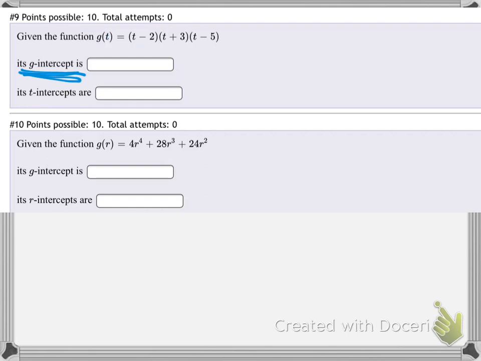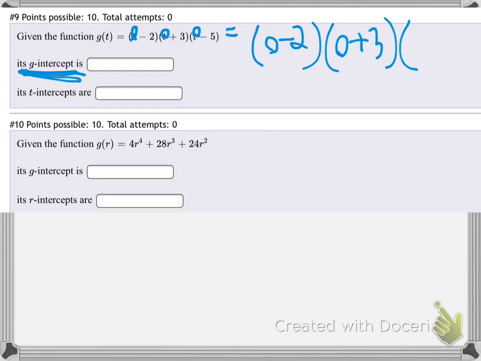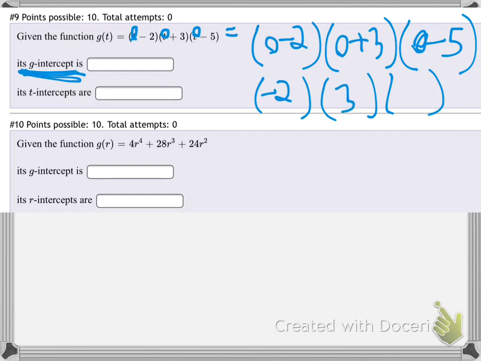So at the g-intercept, the t value will be 0, so we're going to put a 0 in for t each time and just see what happens. We're essentially figuring out what g of 0 is. We're plugging in 0, so that'll be 0 minus 2, and 0 plus 3, and 0 minus 5. That's easy enough, because 0 minus 2 is minus 2, 0 plus 3 is 3, and 0 minus 5 is minus 5. And we're just multiplying. I think this comes out to positive 30 when you're done.